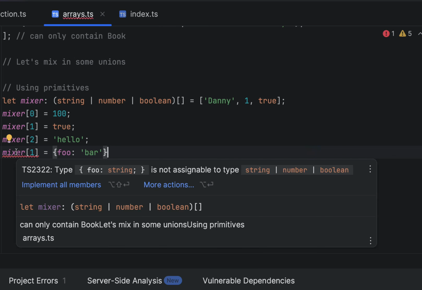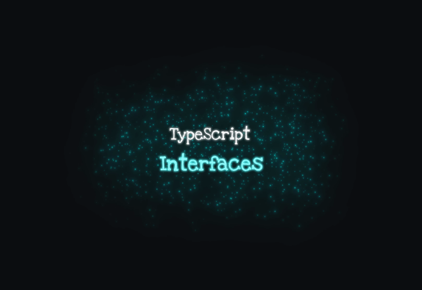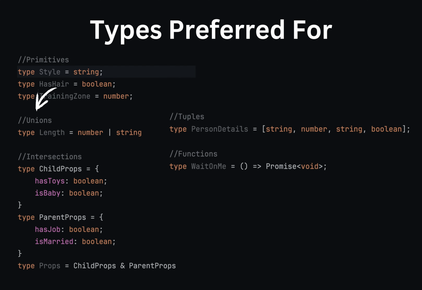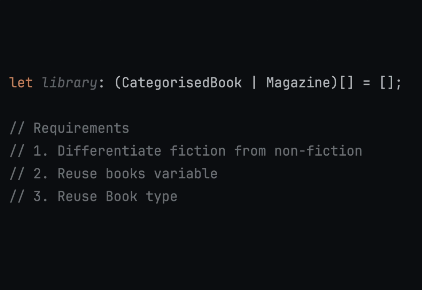Here's a good time to introduce interfaces. Interfaces are another way to describe the shape of an object, similar but at the same time different to types. You can probably write an encyclopedia about the two, but suffice it to say that types are preferred for primitive values, unions, intersections, tuples and functions, whereas interfaces are preferred for objects. Interfaces are said to offer better error messages and type checking performance. Let's use examples to demonstrate.